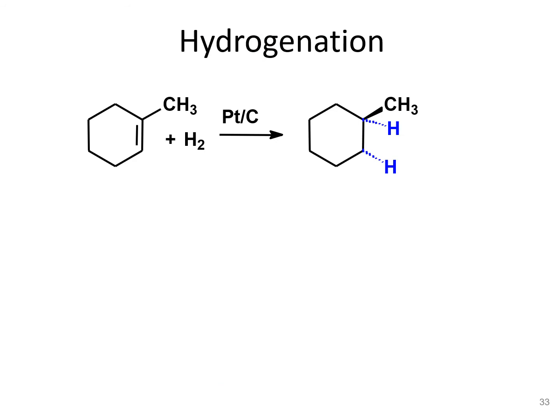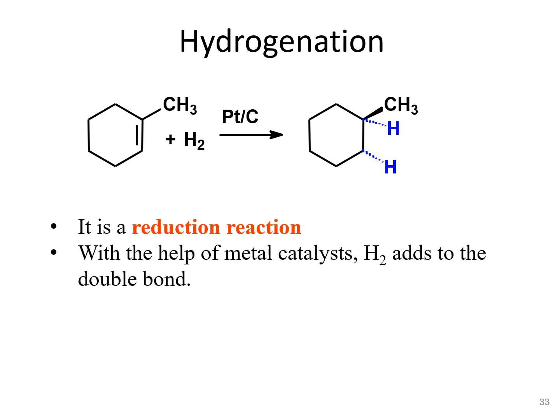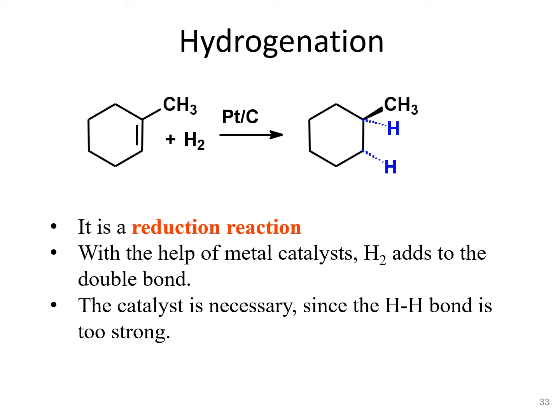Hydrogenation is also a reduction reaction basically. In this diagram, a cyclohexene is shown with a methyl group. So 2-methyl cyclohexene is adding up the hydrogen. Same basic thing that occurs in other hydrogenations.